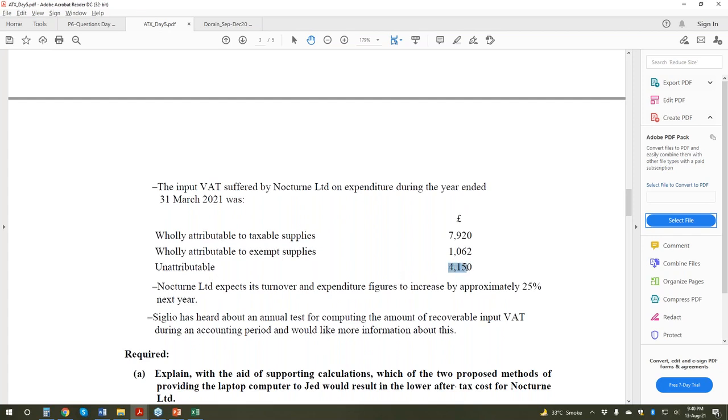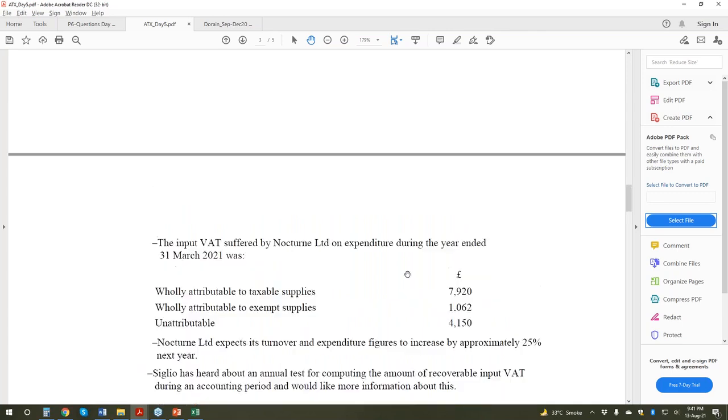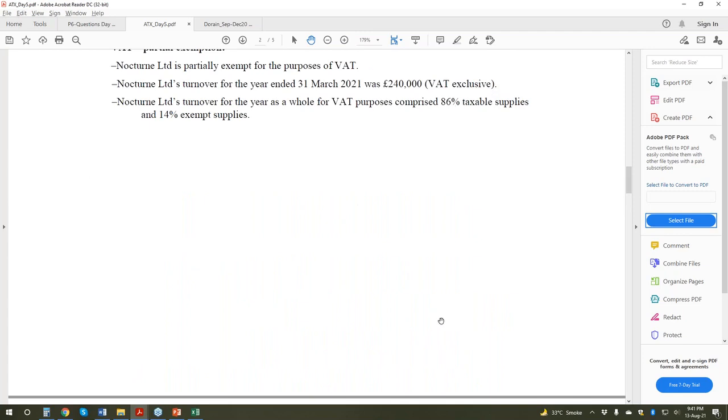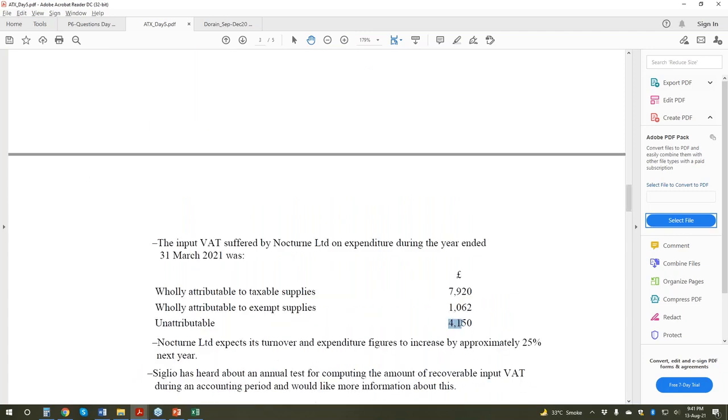Unattributable means this has been incurred on both. However, we cannot directly trace how much relates to exempt supplies and how much to taxable. So how do we figure it out? HMRC says multiply it by the percentage of taxable supplies and exempt supplies. In our case, the percentages are 86 and 14. So 86% we will assume relates to taxable supplies and can therefore be claimed, and 14% of that amount cannot be claimed.